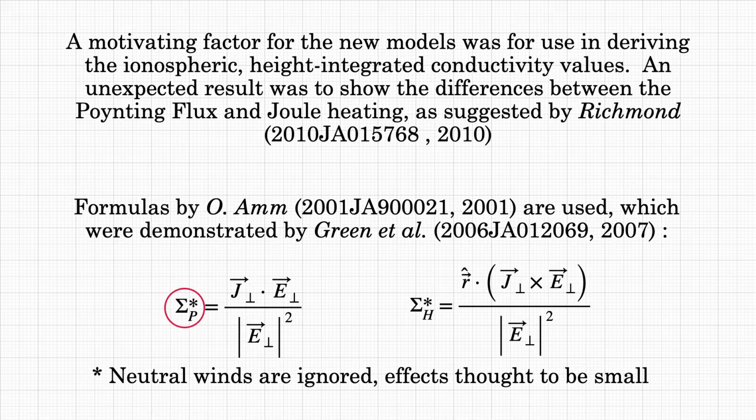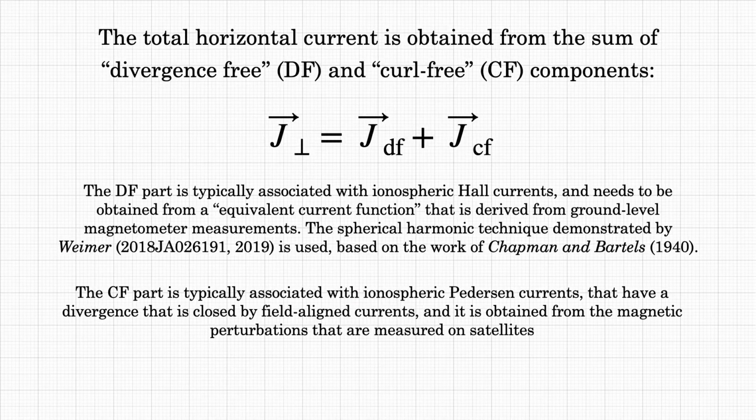In 2007. Here we show the formulas for calculating the Pedersen conductivity and the Hall conductivity using the horizontal component of the current and the electric fields. The neutral winds are ignored in these calculations, though the effects are thought to be small. In these calculations, the total horizontal current needs to be used. It is obtained from the sum of the divergence-free and curl-free components.